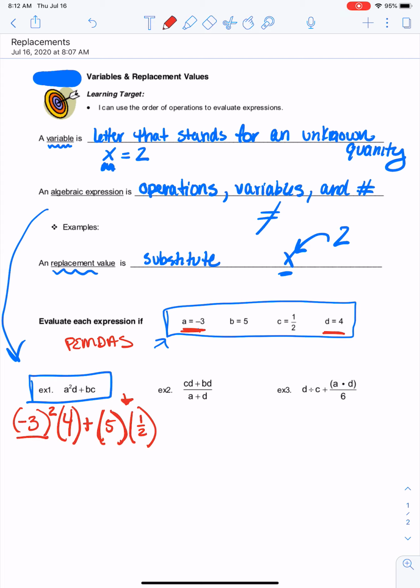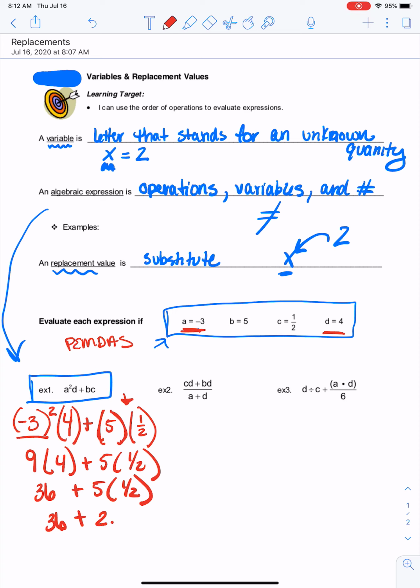So -3 squared means -3 times -3, which is 9. And I'm going to bring everything else down. I'm just going to keep doing multiplication, following order of operations. Bring everything else down. 36. I'm going to make this as a decimal. 5 times 1/2 is 2 1/2. And then I have 38.5. Okay? I'm going to have you guys come back and try this one on your own.